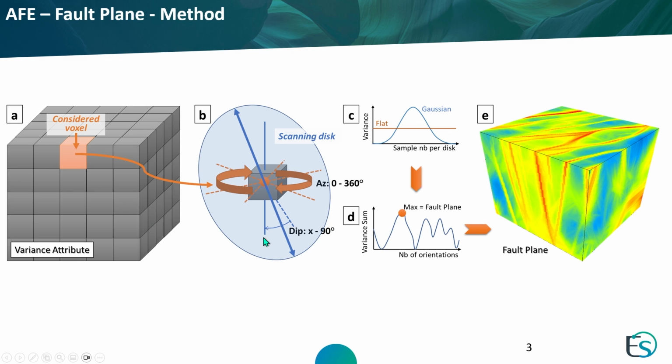Once the software scans that variance cube and finds the local maxima, it'll save that value for that considered voxel and move on to the next sample. It'll do this for the entire volume, and the output will be this fault plane or fault probability cube. Once you have your fault plane cube, we'll use that as an input to create the next part of the AFE module, which is the fault thinning cube.